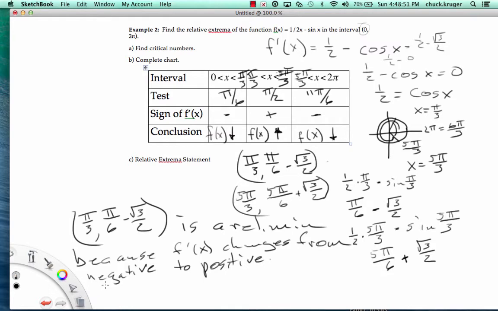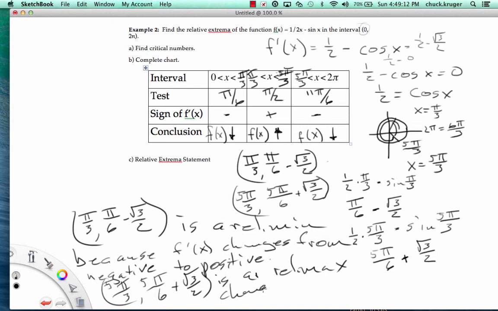And 5 pi over 3, comma, 5 pi over 6 plus the square root of 3 over 2 is a relative max because it changes from positive to negative.